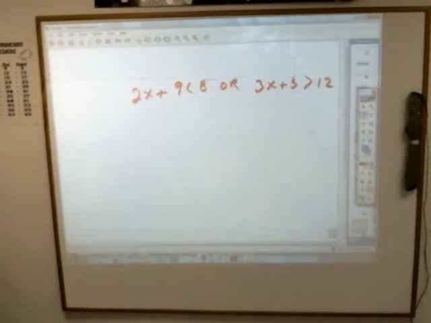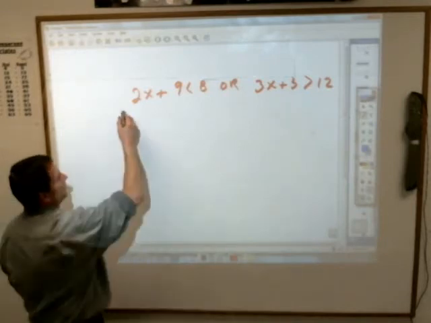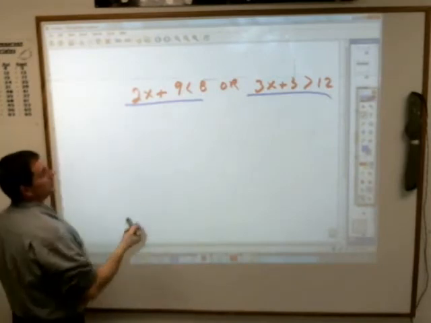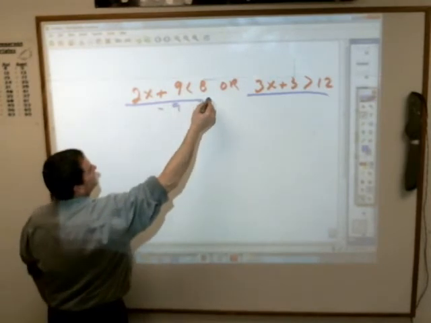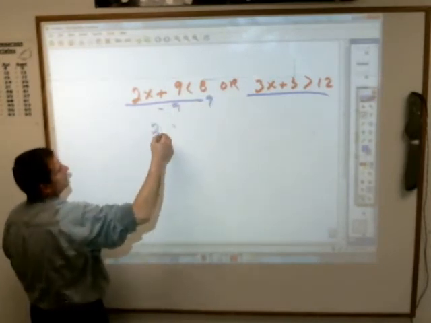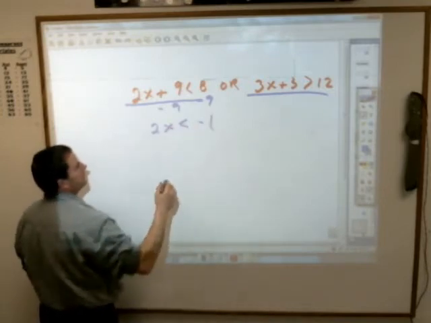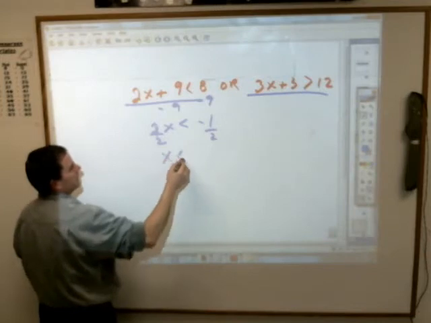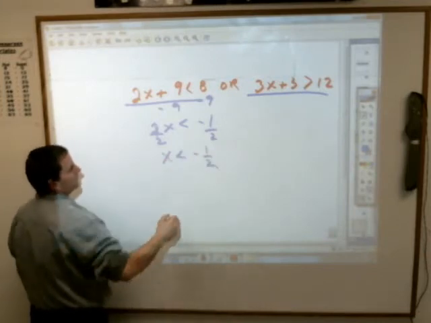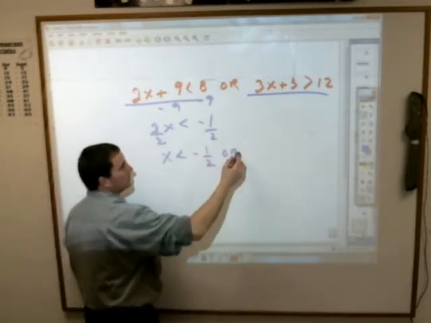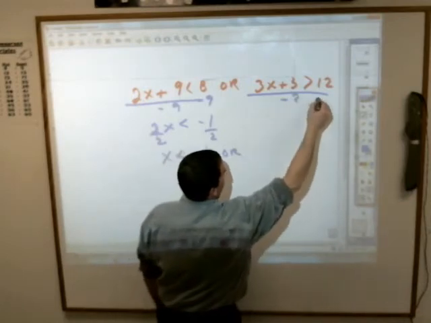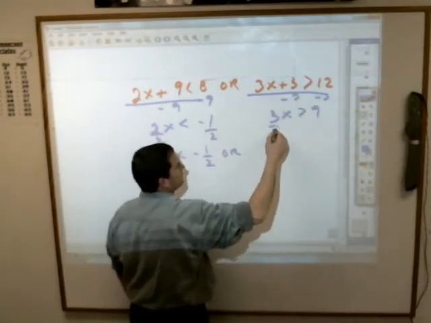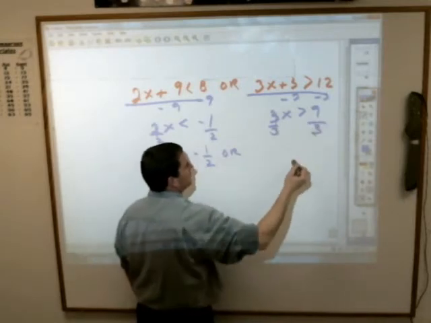The only thing with this is you just need to solve each one. You've got to figure out what x equals here and what x equals there, just like any other inequality. Subtract 9, subtract 9, so 2x is less than -1. Divide by 2, divide by 2, x is less than -1/2. Or, same thing over here, subtract 3, 3x is greater than 9, divide by 3, divide by 3.